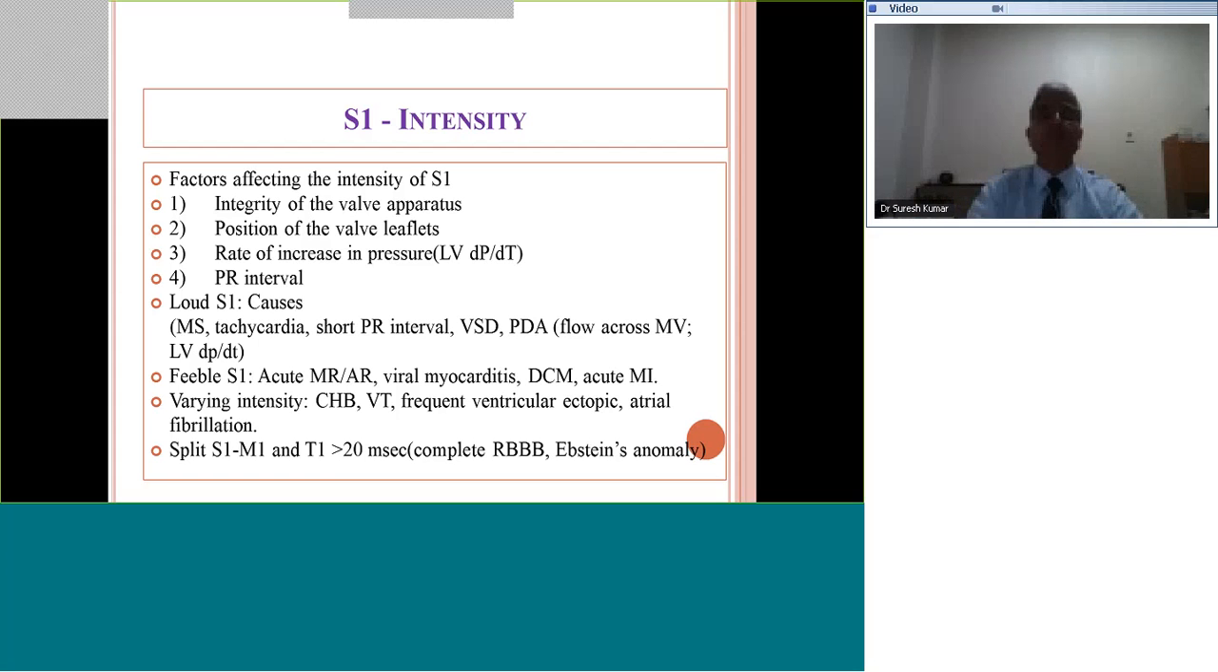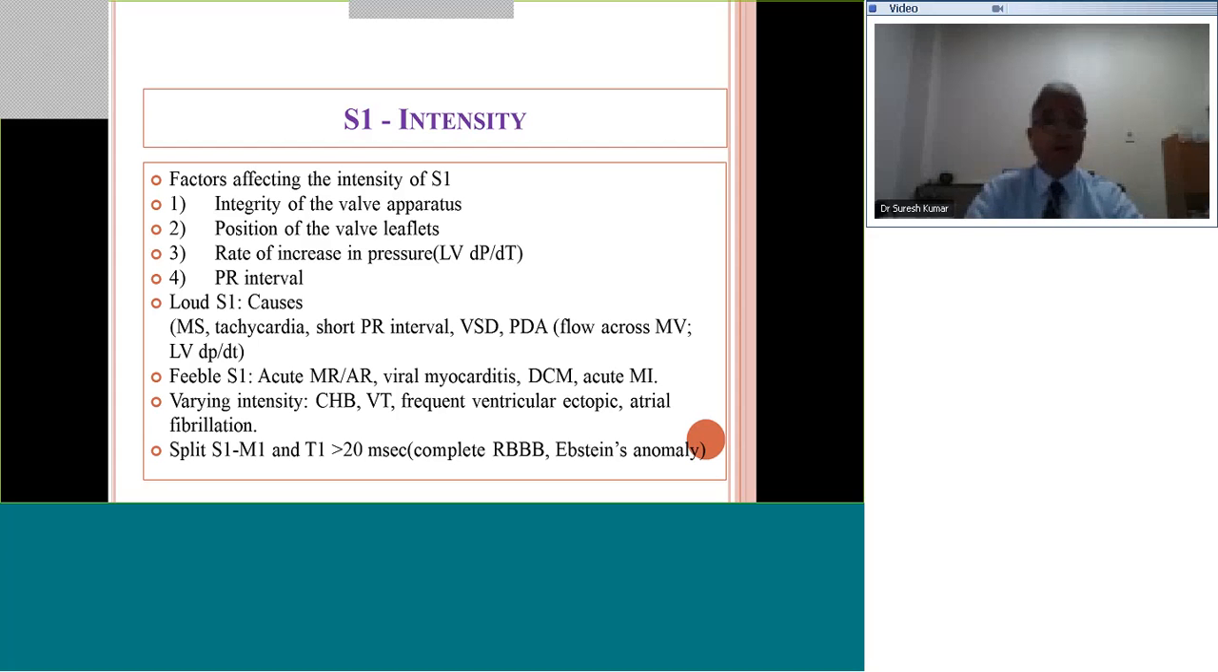For instance, in mitral regurgitation, if the structural integrity of the mitral valve is unaffected, or in PDA, or in VSD when it is small, with excellent ventricular function, you have a loud first sound. So you have a loud first sound when there is mitral stenosis, tachycardia, short PR interval, VSD, PDA. You have a feeble first sound in acute MR or AR.